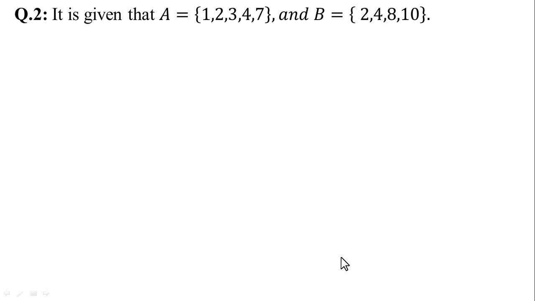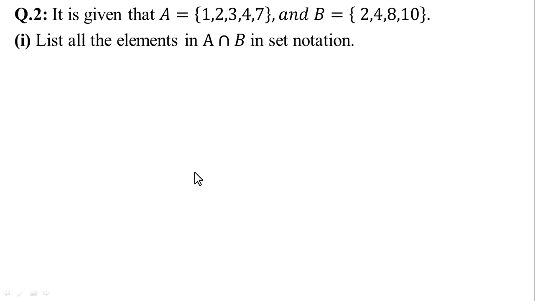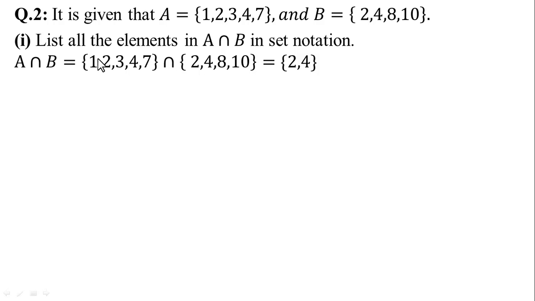Now we solve the next question, question number 2. It is given that set A is equal to 1, 2, 3, 4 and 7 and the elements of set B are 2, 4, 8 and 10. Now we will list all the elements in A intersection B. In set notation, first of all, A intersection B is equal to the elements of set A intersection the elements of set B, taking the common elements in both sets, that are 2 and 4.